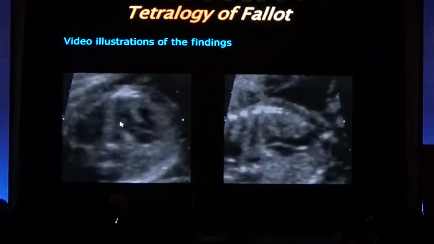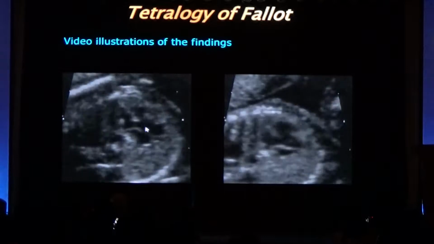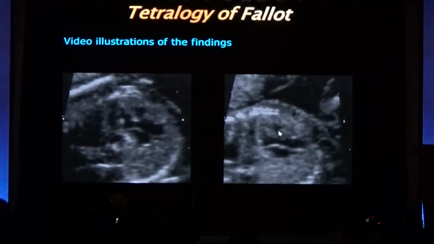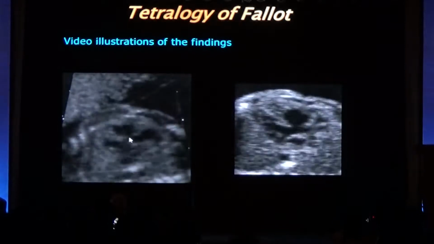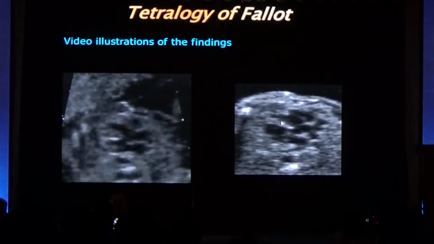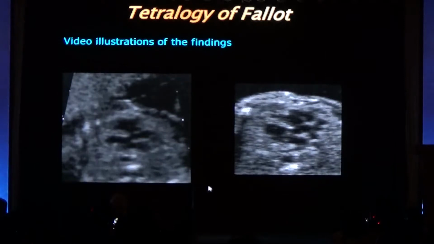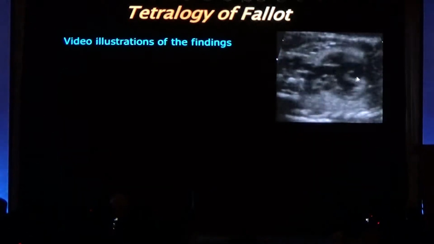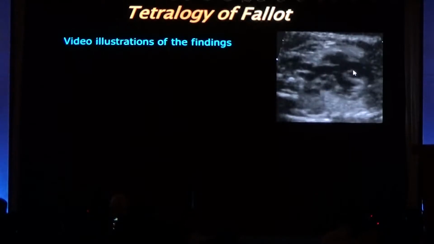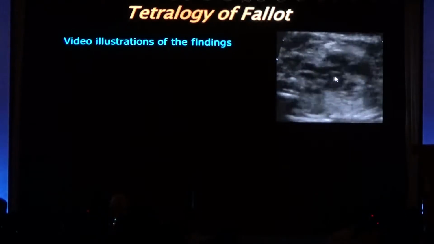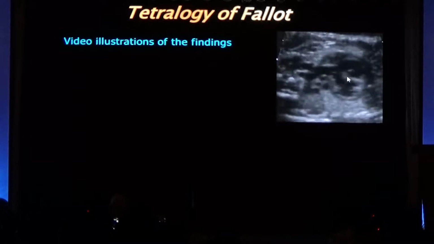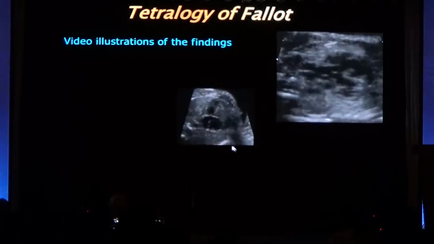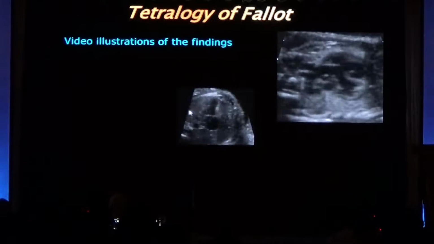So there's an echogenic focus here. Don't look at that. Look at the overriding, and you see the overriding over here. Same thing here, overriding and overriding over here. So very simple to recognize. Another baby, trisomy 13 here. You see the heart shape is very globular, and you see the aorta is straight in front of the interventricular septum.